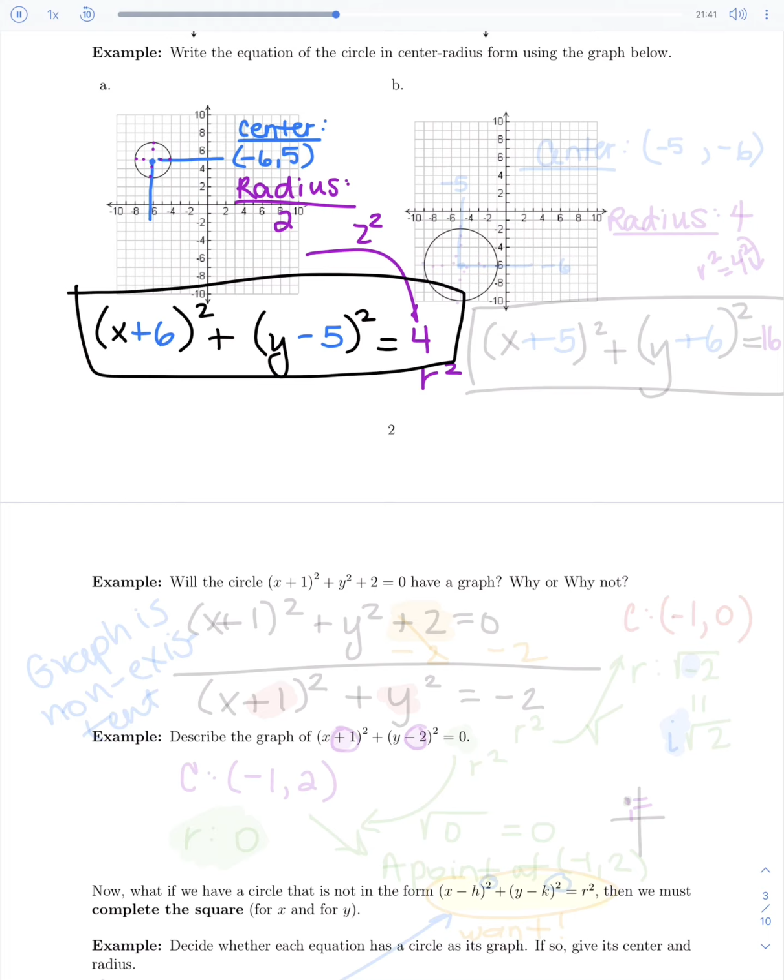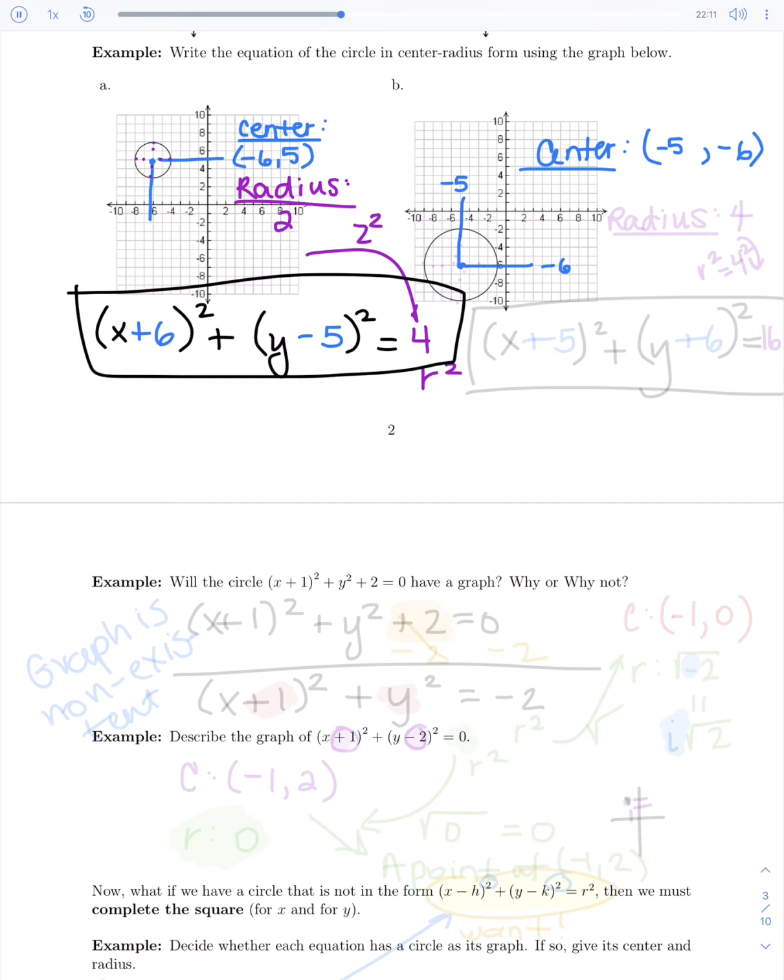Let's figure out, again, we need 2 pieces of information. We need a center, and we need a radius. Let's start out with the center. So let's think about where's the middle of the circle. Looks like it's about here. So let's find its x and its y coordinate. Its x coordinate, which always comes first, is -5. Its y coordinate looks like it's -6.